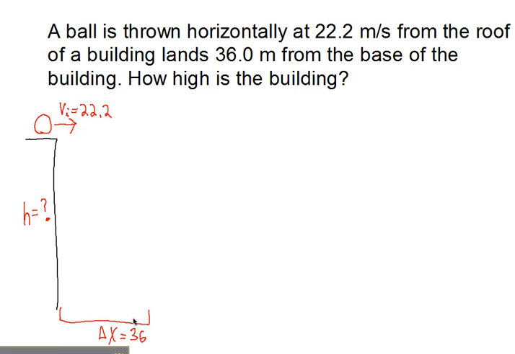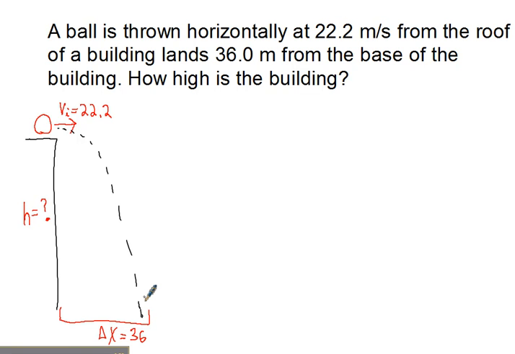So the ball took the parabolic path that you know and love, and then eventually landed 36 meters away from the bottom. We want to know how high that building was. In this case, once again, time is the key. The ball spends just as much time falling as it does going to the right, because once that time is gone and it hits the ground, it's done for both moving to the right and moving down. So finding time is going to be the key.